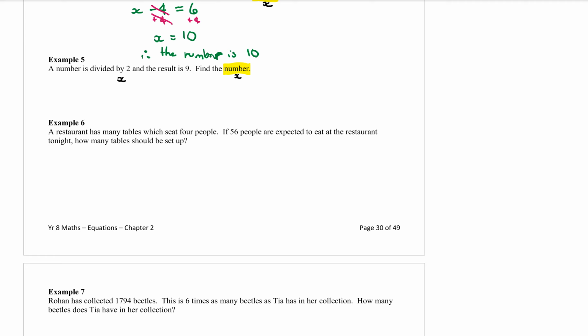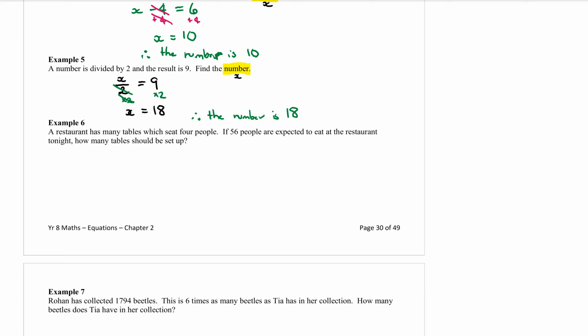Now, the best way to write divide is as a fraction when we're making an equation. So that means x divided by 2. The result, which means equals 9. Now, the opposite of divide is to times by 2 to cancel that off. So then we have x by itself, and 9 times 2 is 18. Don't forget the conclusion. So therefore, the number is 18. Because if 18 is divided by 2, then the result would be 9.